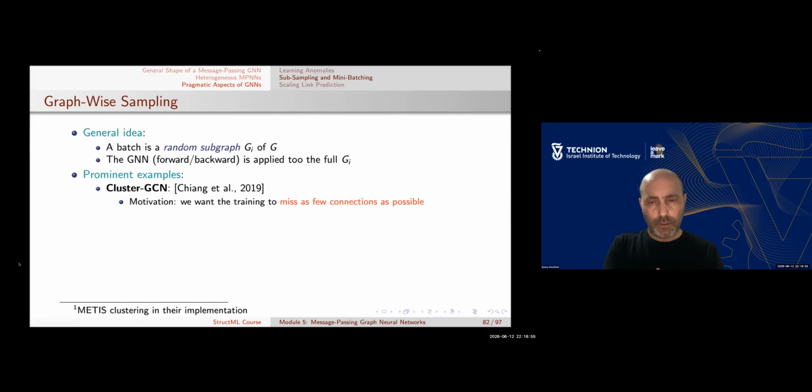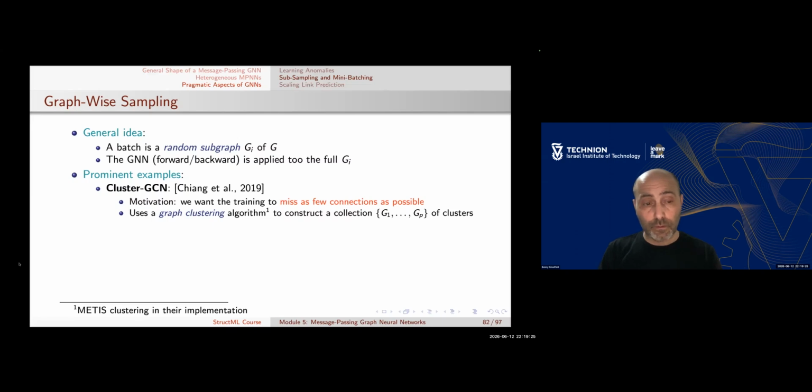Okay, Cluster GCN is really using the idea of what we want from such a random mini graph. Well, we want it to lose as little information as possible. Ideally, you don't need to do anything because the graphs are disconnected, so you just take the connected components of the graph. But this doesn't apply. So what do you do? You try to cluster, basically, to take parts of the graph that minimize the number of connections between different parts.